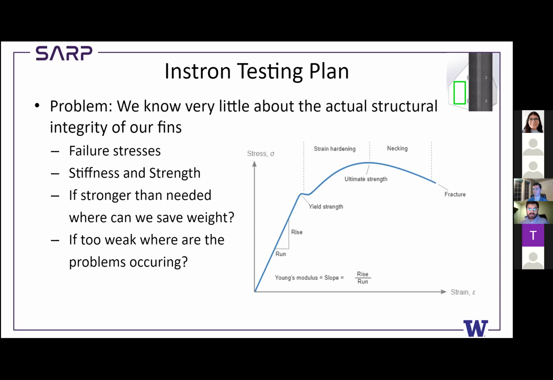The problem we're really trying to address is the fact that we've never really had a good way of knowing the structural integrity of the fins that we put on our rocket. And so obviously we're going to be taking a look at some stresses and strains, as we all remember from mechanics and materials. Next slide, please.